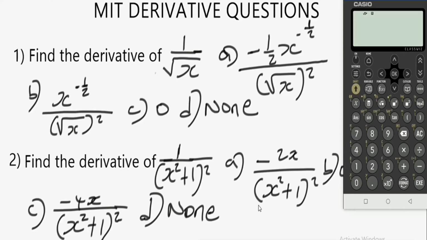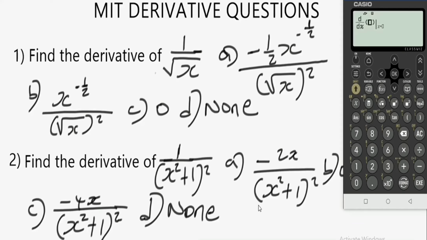Now let's use this stored value to differentiate the equation. So we have: find the derivative of 1 over root x. This is a typical MIT question, so we are experimenting with these MIT questions in this video. Let's differentiate. To bring out the derivative symbol on this calculator, all you need is to press this catalog button here. Once you press it, this will come out. Under the first option, function analysis, press execute. The first option there is derivative. You press execute, and the derivative symbol will come out. We have d over dx.